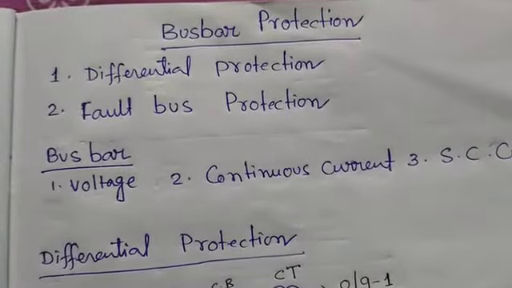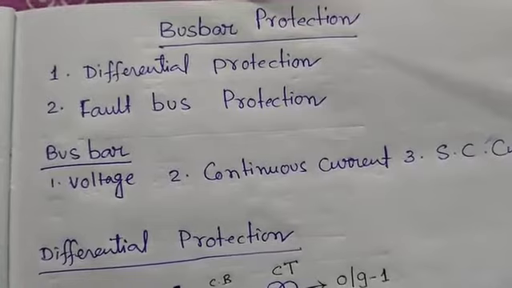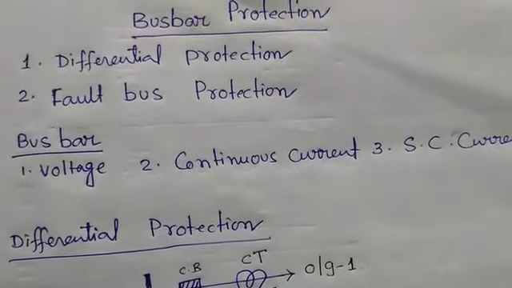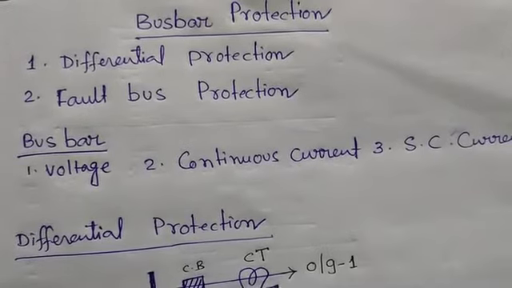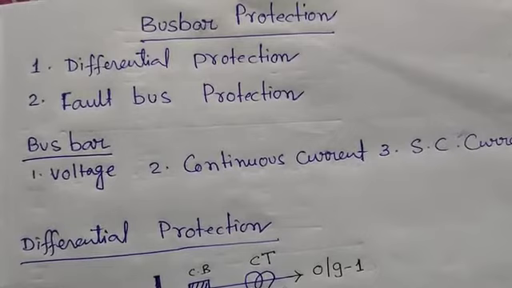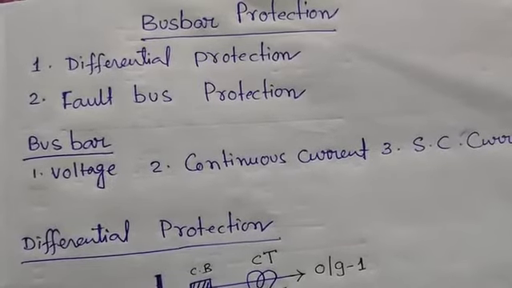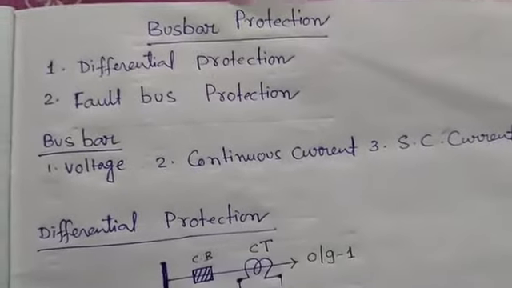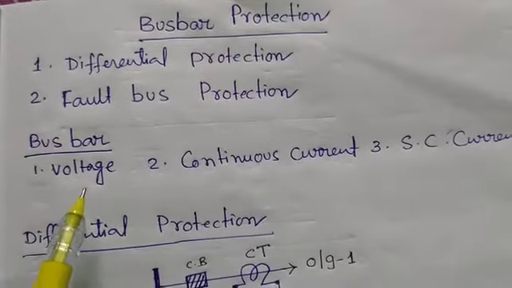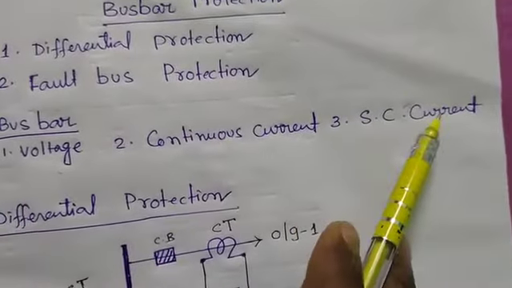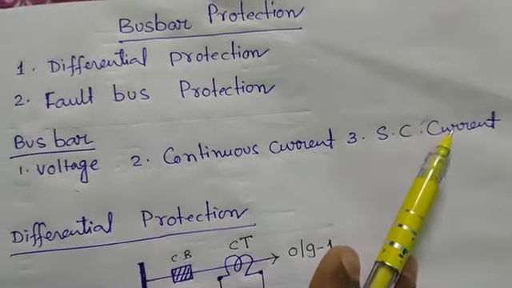Two types of bus bar protection are used to protect the bus bar of the substation, generating station, etc. The first is the differential protection and the second is the fault bus protection. A bus bar is defined as per the voltage, continuous current and short circuit current capacities.